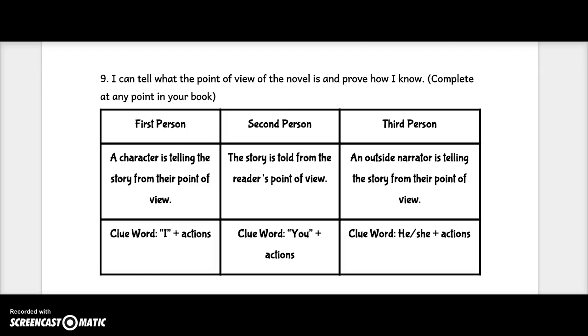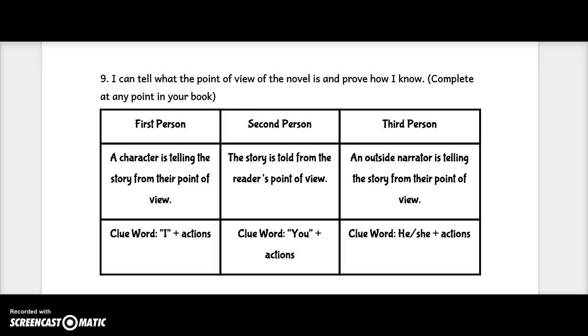In first person point of view, this is where we have a character telling the story from their point of view. And the clue word that you really want to look for is the word I put together with an action, such as I saw this, I walked over here, I did this. A lot of books have the word I in it. That doesn't mean it's first person. It has to be that I put together with an action.